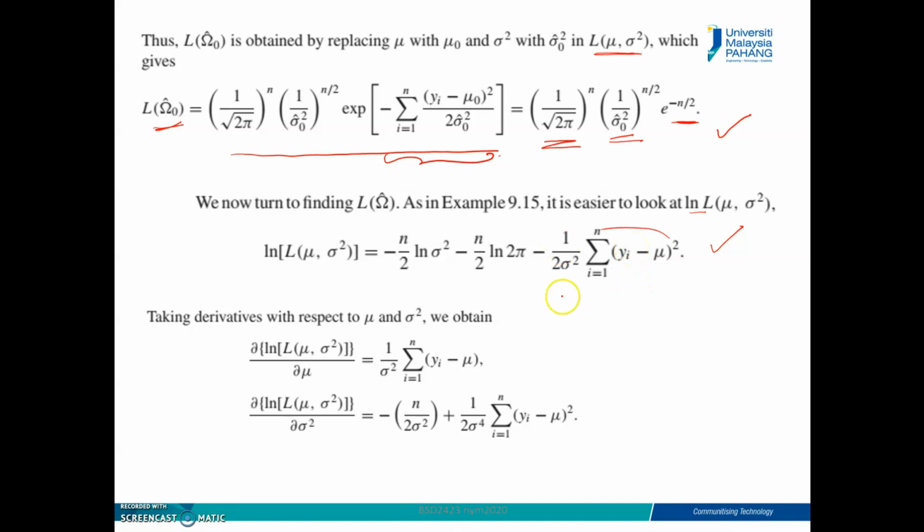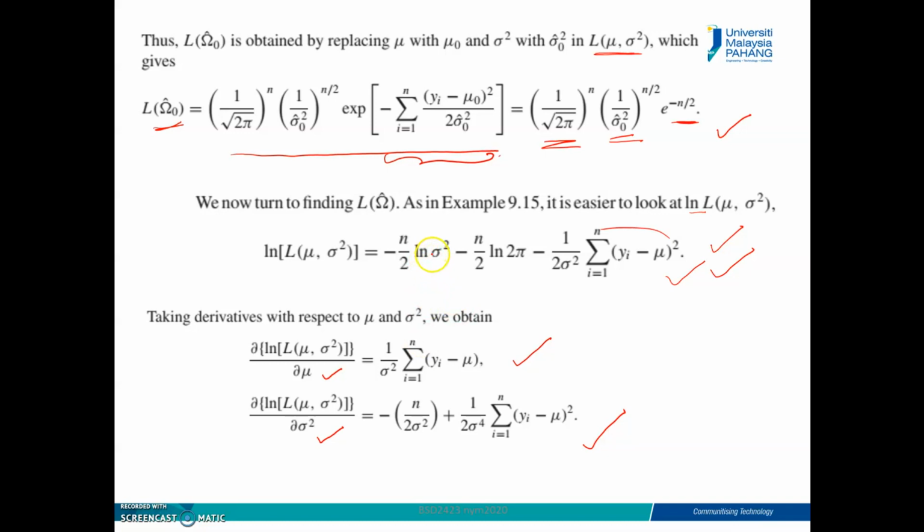And then you take the derivative with respect to mu and sigma square. When you differentiate with respect to mu, you get this answer, and when you differentiate with respect to sigma square, you will get this answer. So again here, you must understand how to differentiate. Recall your previous knowledge in basic maths and so on.